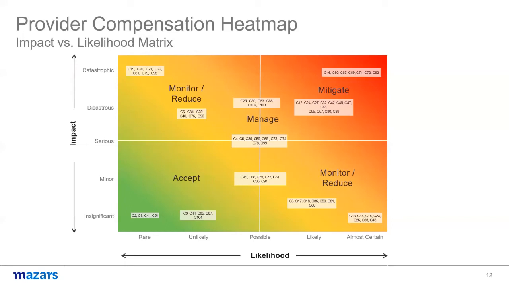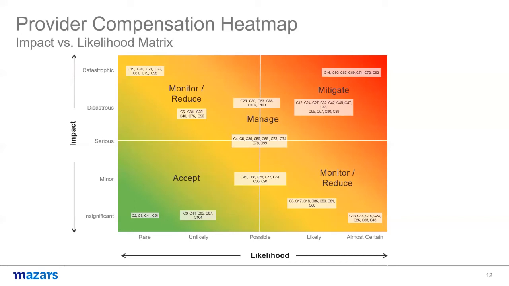So in this example, the likelihood represents the possibility that a provider compensation arrangement is not in compliance with laws and regulations. So this would be rare to almost certain. Rare would be in the green, and almost certain you end up in the red. And impact or consequence refers to the extent to which a risk might affect the organization. So this is on the scale of insignificant to catastrophic. At insignificant, you would be in the green, and catastrophic is where you end up at the high end of the scale, or red.